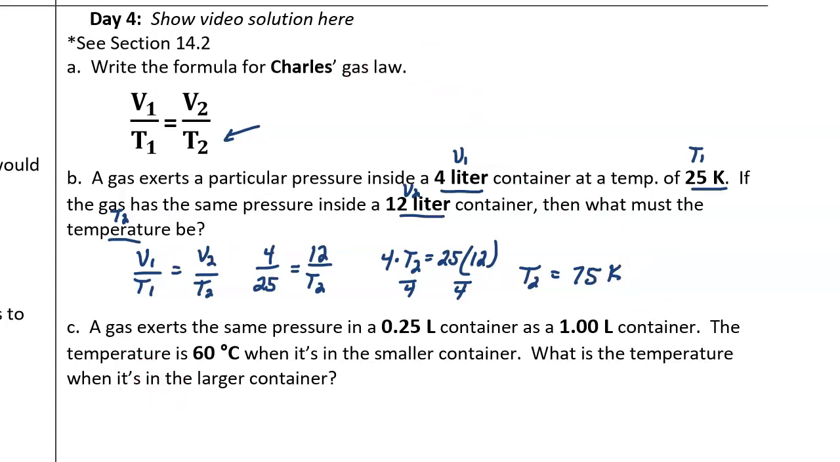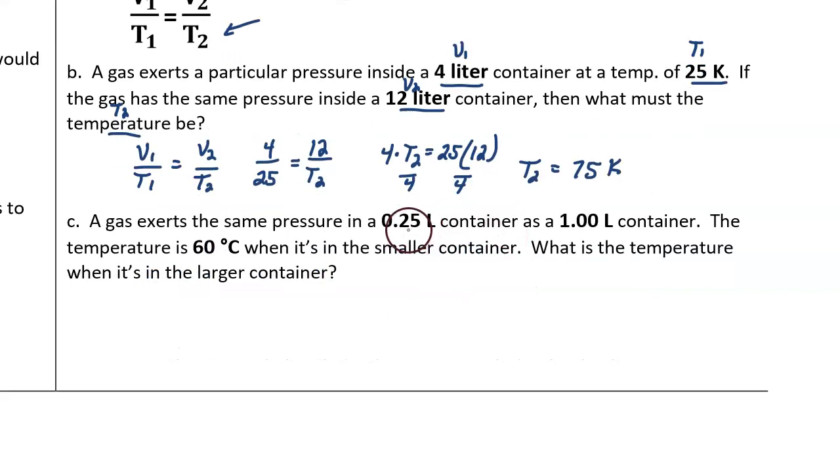Now question C. A gas exerts the same pressure in a 0.25 liter container, so that's volume 1, as in a 1.00 liter container, that's volume 2. The temperature is 60 degrees Celsius when it's in the smaller container. So the 60 degrees Celsius isn't T1 exactly, but it's going to help us get the T1. We just have to change to Kelvin. So 60 plus 273. That result is 333 Kelvin. That's the number we're going to use for T1.